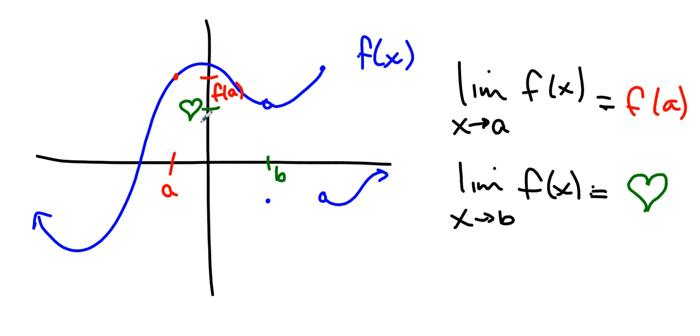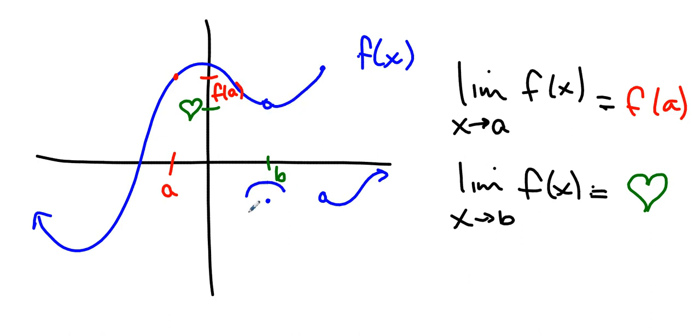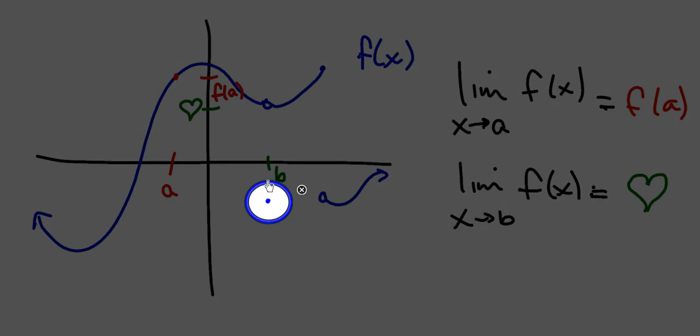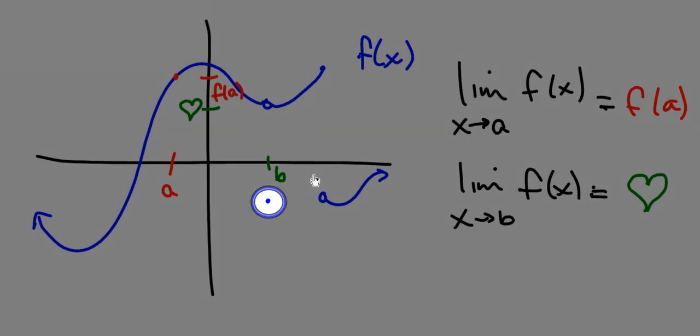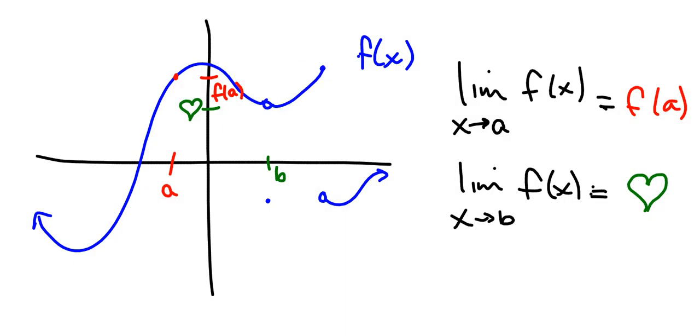Now, some of you are going to say, wait a second, magic pen, that's where the function is at b. And I agree with you that the function value at b is this number down here. It's not heart. But the limit doesn't care what the actual function value is. The limit cares what happens as we get close to that function value.